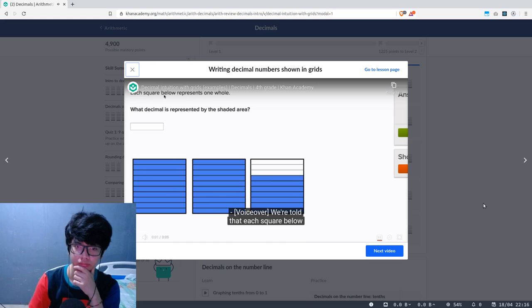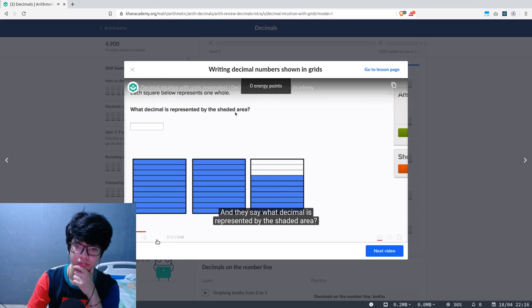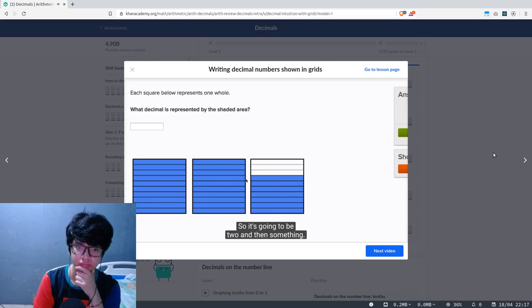We're told that each square below represents one whole. So this square is a whole, this is another whole, so together that's 2. And then we have something less than a whole. And they say, what decimal is represented by the shaded area? So it's going to be 2 and then something. So it's going to be 2 point something. And let's think about what we have over here. This is one whole, two wholes.